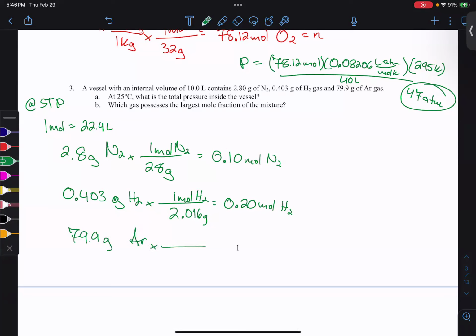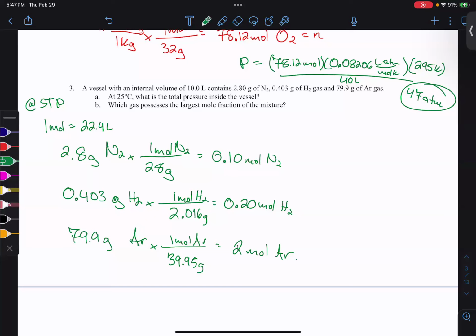is something like, what's argon? Argon, it's like 40. It's about 40, so what is it? 39.95 grams is 1 mole of argon. So it looks like there is 2 moles of argon present.